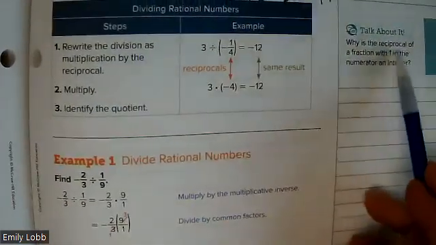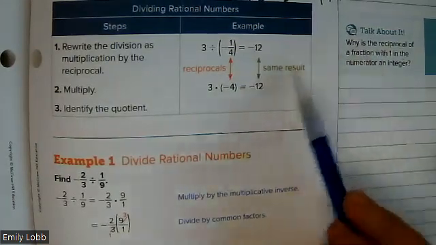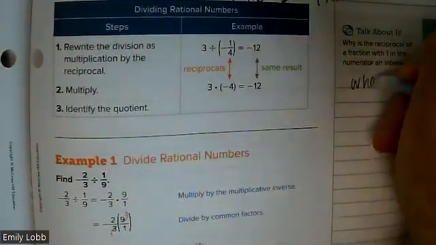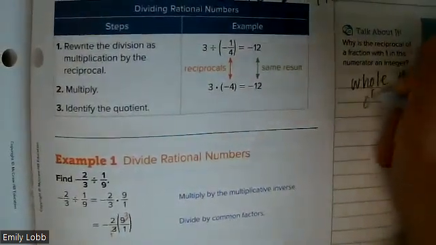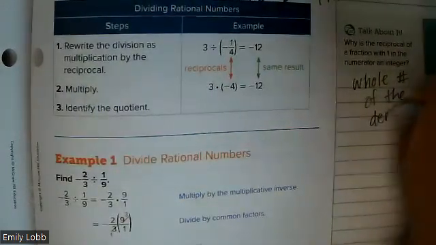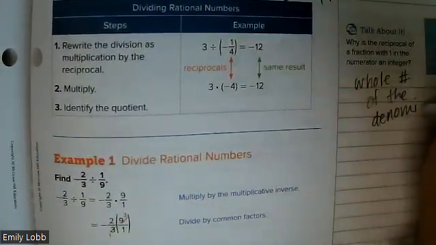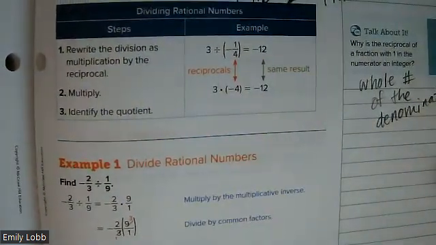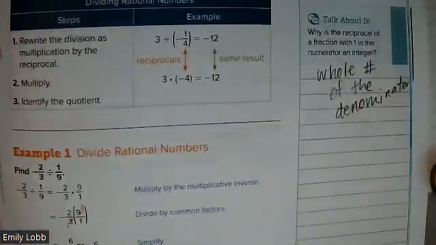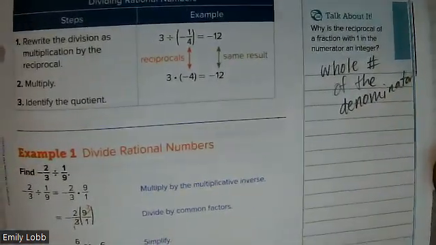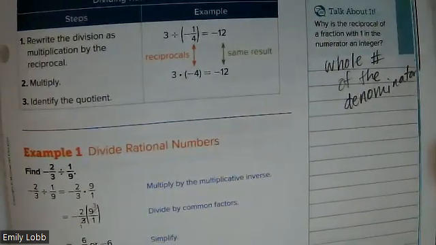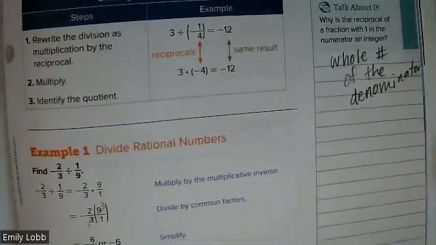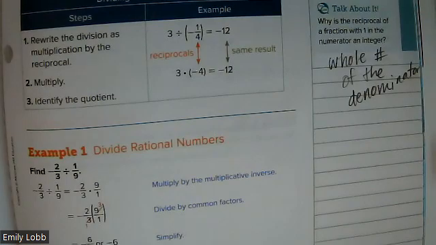So here, the reciprocal of a fraction with 1 in the numerator is always going to be the whole number of the denominator. So the reciprocal of 1/2, 1/2 has what in the denominator? 2. So the reciprocal of 1/2 is 2. The reciprocal of 1/3, what's in the denominator? 3. So the reciprocal of 1/3 would be 3.